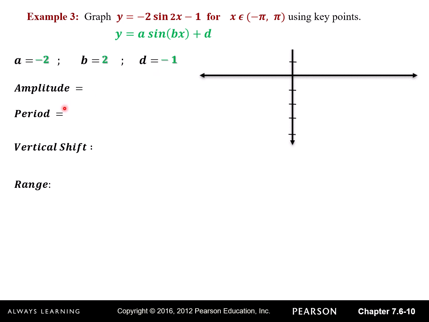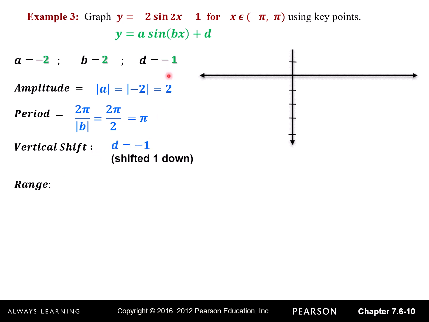So the amplitude again is the absolute value of a, which is the absolute value of -2, which is equal to 2. And then the period is 2 pi over the absolute value of b, and substituting 2 for b, it's 2 pi over 2, which is equal to pi. Then the vertical shift is the value of d, which is -1, meaning it is shifted 1 unit down. And then, let's start graphing the sine function.